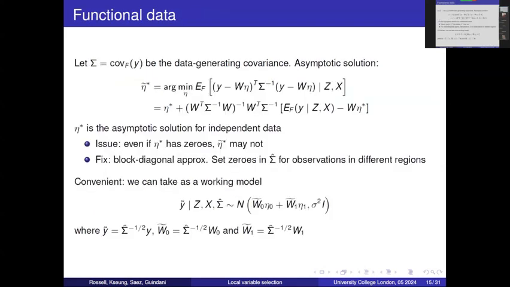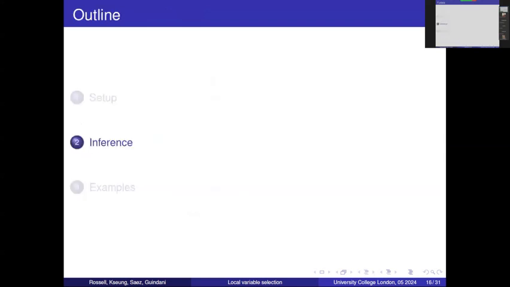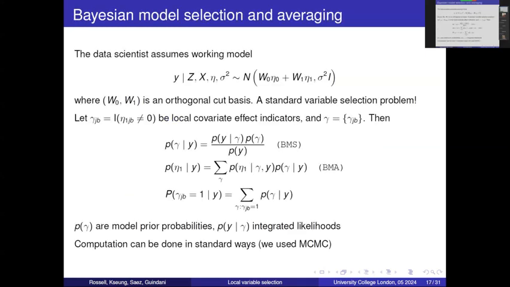I'll skip this for the sake of time. There's a similar argument that can be made for functional data. There are some extra nuances in modeling the dependence, but I'll skip that for the sake of time. Okay, so now the rest is kind of embarrassingly simple.